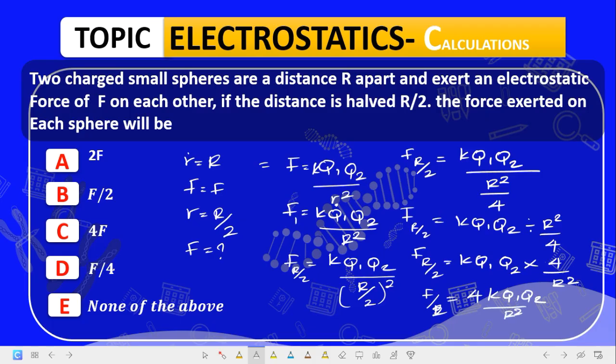But we know that our K Q1 Q2 over r square is equal to what? F. So in place of this, we can substitute in F. Okay, so our answer will be 4F, because we said K Q1 Q2 all over r square is F. So our F of r over 2, the force, will be 4 times the initial force, which is 4F, and that is option C, the correct answer.